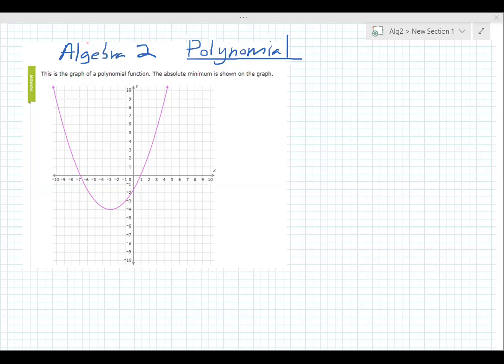and go ahead and also check the Excel as well. There's an example part that I put down. So let's just go over this example. It says this is a graph of a polynomial function. The absolute minimum is shown on the graph. Okay, so it's asking for domain. What's the domain? And what's the range?